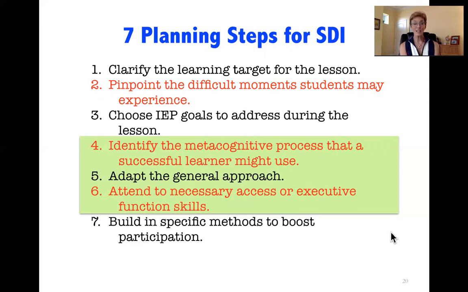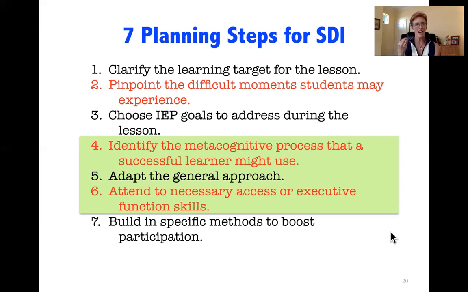Okay, now let's look at step 4 and talk about that a bit. Identify the metacognitive process that a successful learner might use. If you've got the paper or if you're jotting these down, put a great big star, 2 or 3 or 4 stars next to step 4.